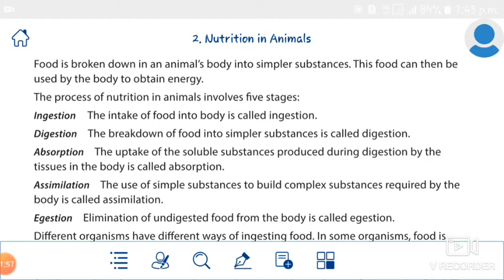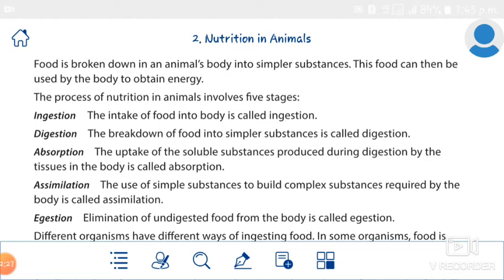What is absorption? The uptake of the soluble substances produced during digestion by the tissues in the body is called absorption. And the fourth stage is assimilation. The use of simple substances to build complex substances required by the body is called assimilation. And the fifth stage is egestion. Egestion means the elimination of undigested food from the body.